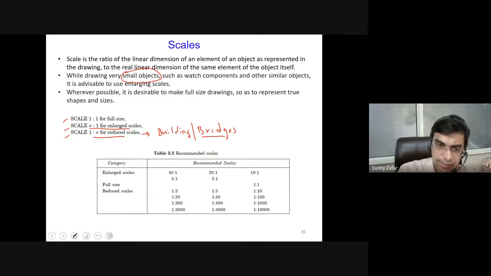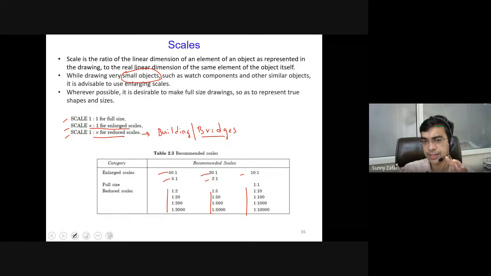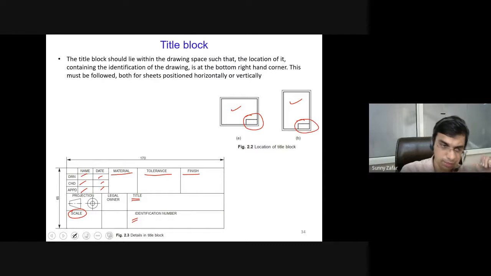These are the different scales recommended as per the BIS standards. These are the recommended values for enlarged scales, and for reducing scales, these are the recommended values. Based on the need, we can pick an appropriate scale, but the most important part is to mention the scale properly on the title block.